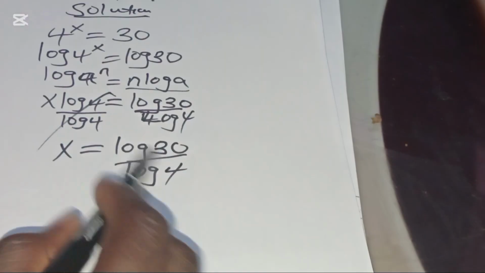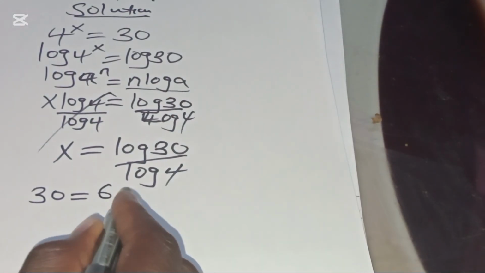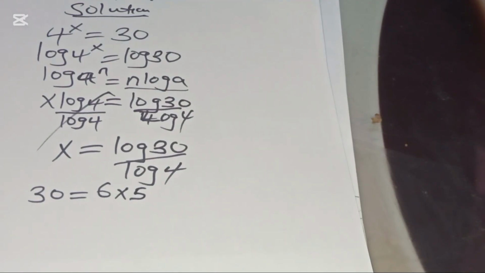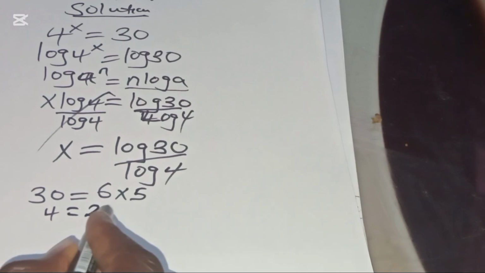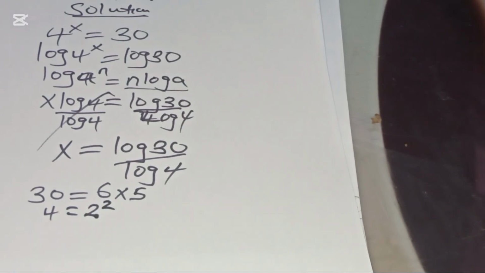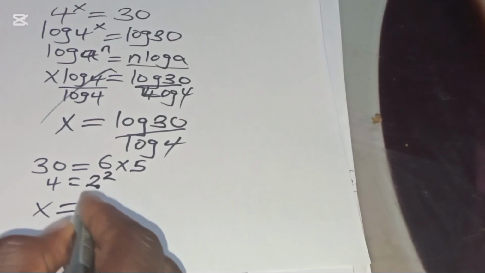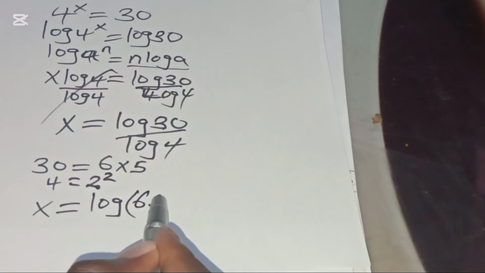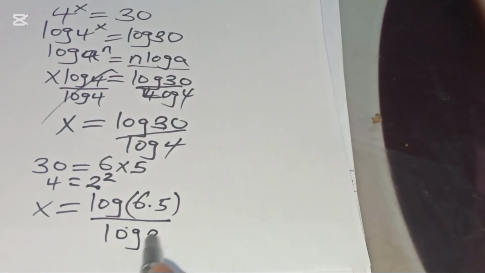Now from what we have here, we can express 30 as 6 multiplied by 5. We can also express 4 as 2 times 2, which is 2 to power 2. So this means that the value of x will be equal to log of 6 multiplied by 5, divided by log 2 to power 2.